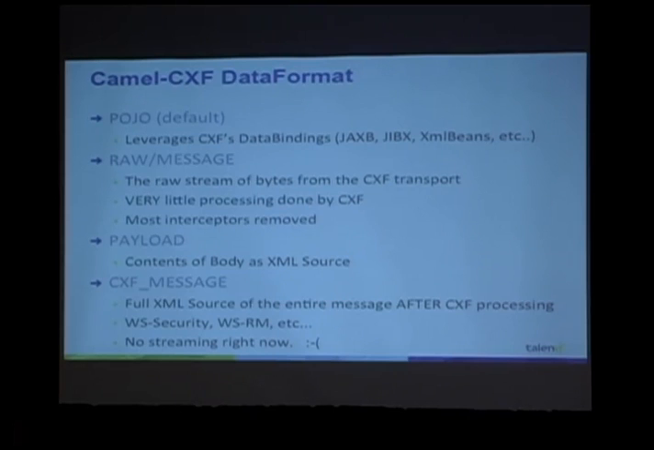The next thing, at the extreme opposite end of the spectrum, is the message or raw. It used to be called message, but there's reason to deprecate that a little bit, so we've aliased it to raw for right now. That's very similar to the very low-level components that I mentioned earlier. When it gets out of CXF and into Camel, it's going to be a byte string.